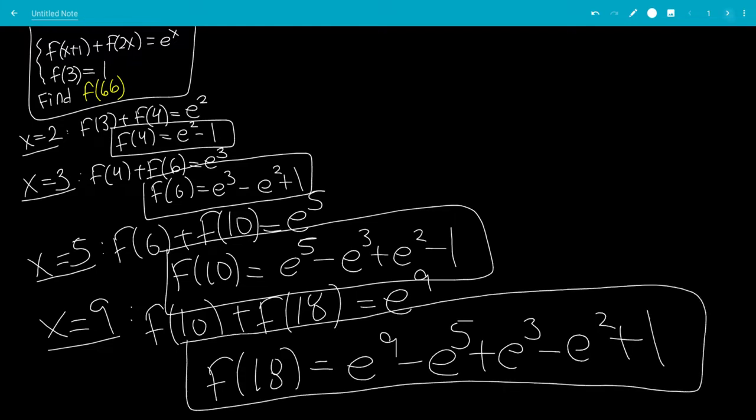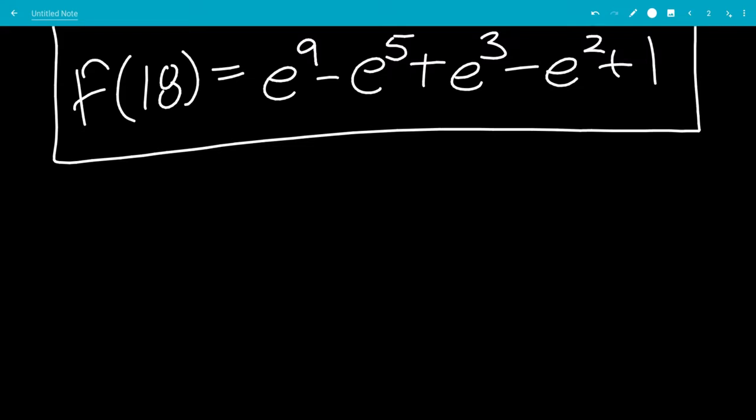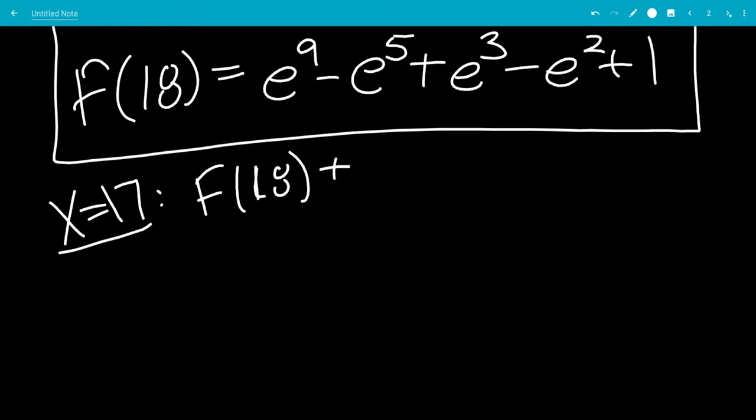We're going to continue this. I rewrote it on the next page. Now we're going to plug in x = 17, because that's 18 minus 1. So now we have f(18) plus f(2 times 17), which is f(34), and that's equal to e to the 17.